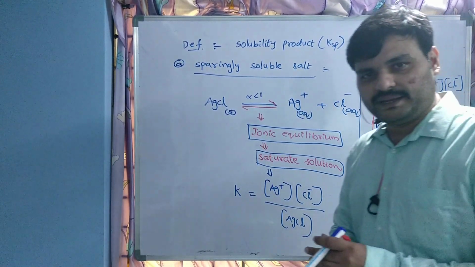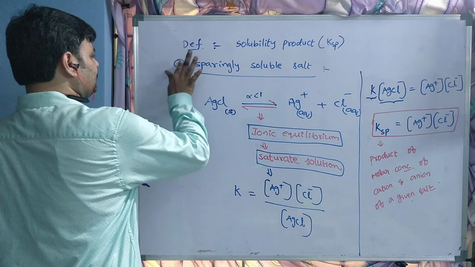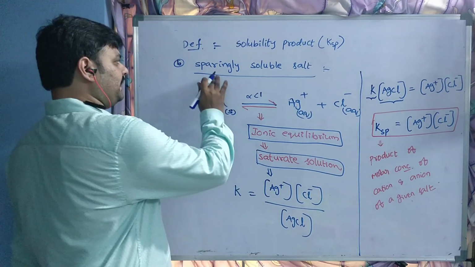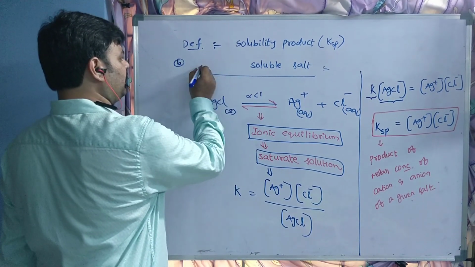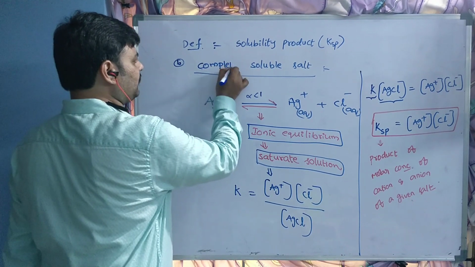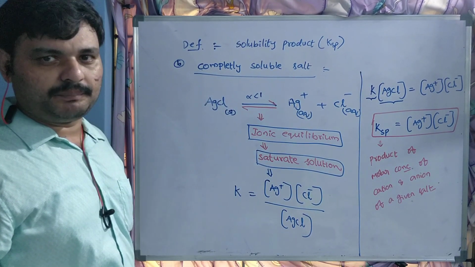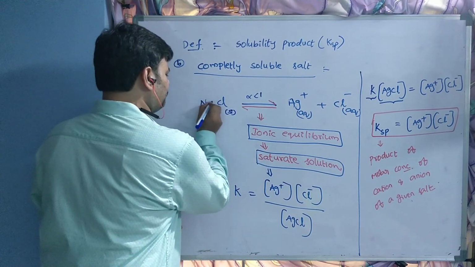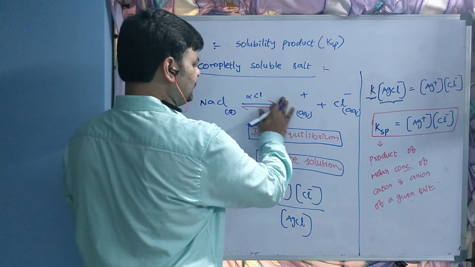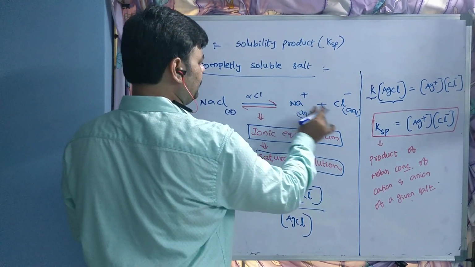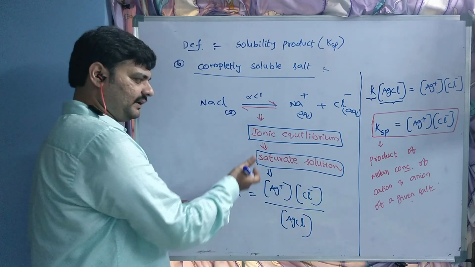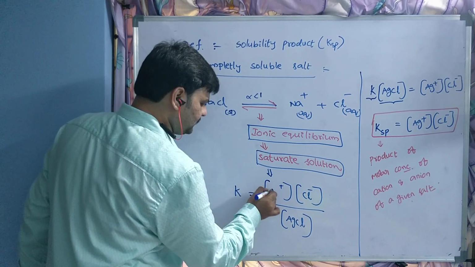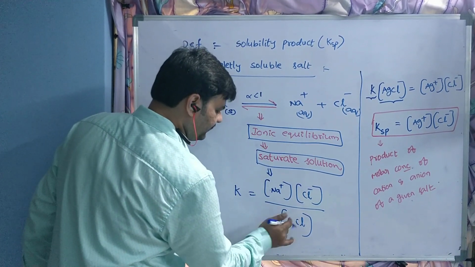Now the important point here is, in this case A, now I am going to take case B. In case B, instead of a sparingly soluble salt, I am going to take a completely soluble salt, a salt which is completely dissociated into ions. The best example is NaCl. In such a case, it converts into Na+ and Cl-. Here also ionic equilibrium is formed, and a saturated solution is formed. And K equals the concentration of Na+ and Cl- divided by the concentration of NaCl.